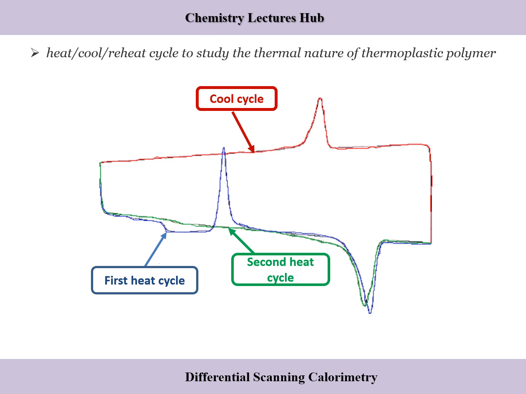On this slide, we have the heat, cool, reheat cycle to study the thermal nature of thermoplastic polymers. There are two types of polymers commonly used in pharmaceutical packaging: number one, thermoplastics, and number two, thermosets. A thermoplastic is any plastic material which melts into a soft, pliable, meaning flexible, form above a certain temperature and solidifies upon cooling. Common examples of thermoplastics include acrylic, polyester, polypropylene, polystyrene, nylon, and Teflon.